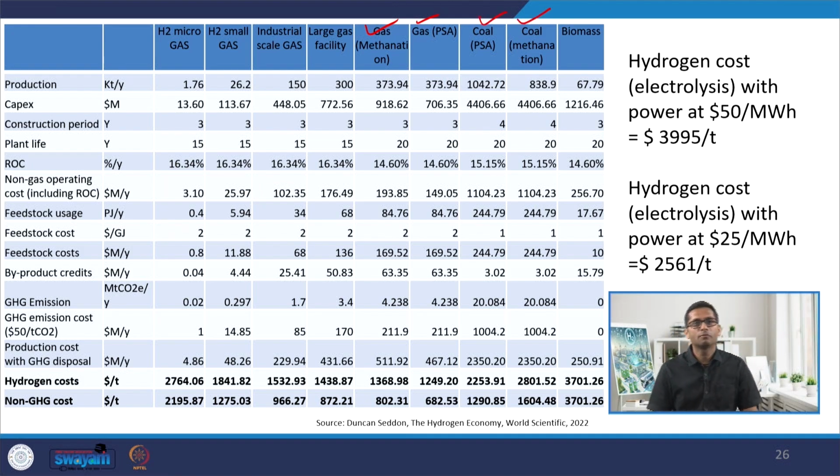Then for the sake of clarity, we have also added in what if we have gas based production but at a smaller scale. So the scale has now been reduced from 300 to 150 to much lesser 26.2 and way lesser around 1.76 kilotons of hydrogen per year. So this is a very small scale operation. The scale for the gas of course remains at 373 kilotons per year.